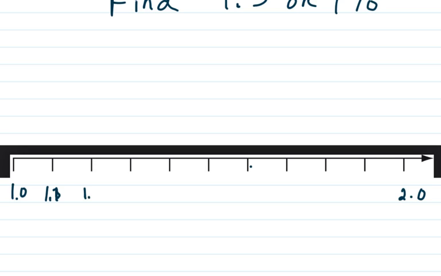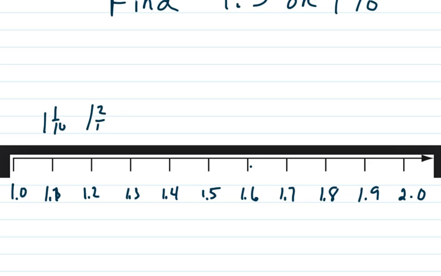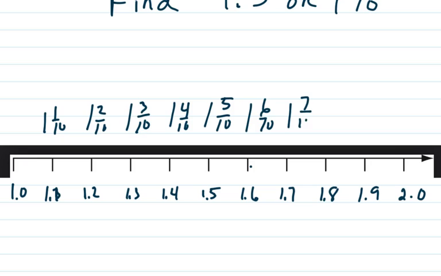1.1, 1.2, 1.3, 1.4, 1.5, 1.6, 1.7, 1.8, 1.9, 2 whole. 1 1/10, 1 2/10, 1 3/10, 1 4/10. I found my answer. Still going to keep labeling. 1 5/10, 1 6/10, 1 7/10, 1 8/10, 1 9/10, and then 2.